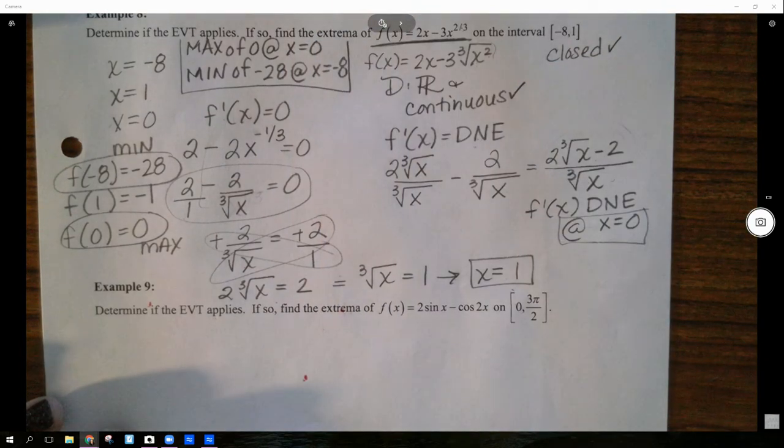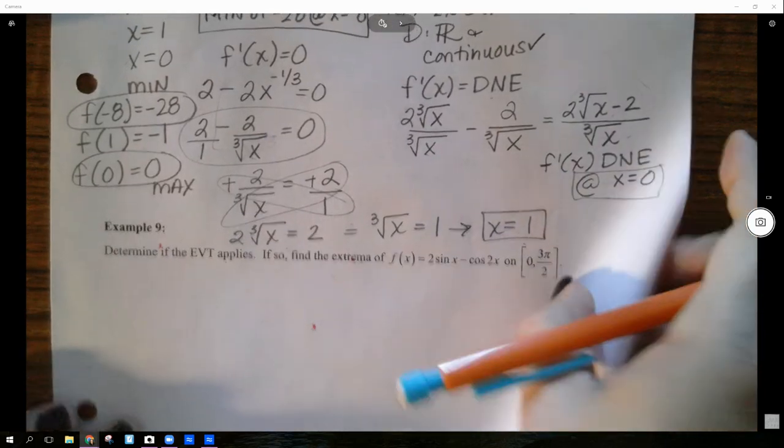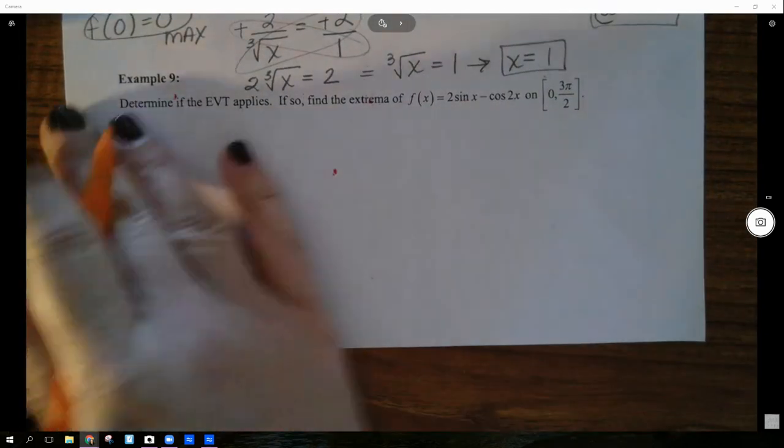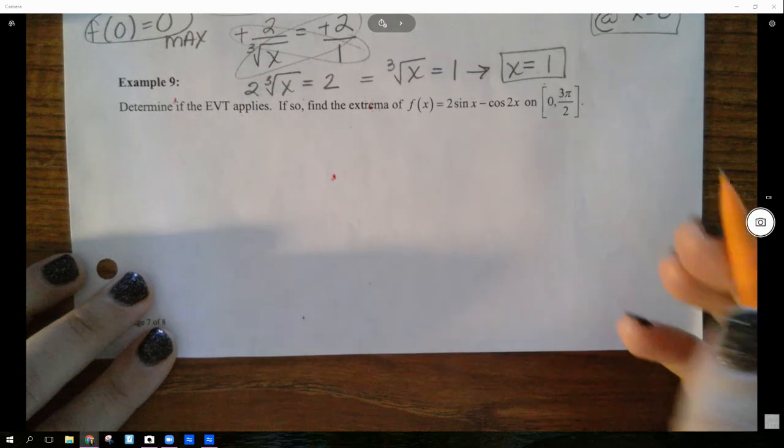Okay? And on to example number 9. All right, so for example number 9, you're going to determine whether or not EVT applies.